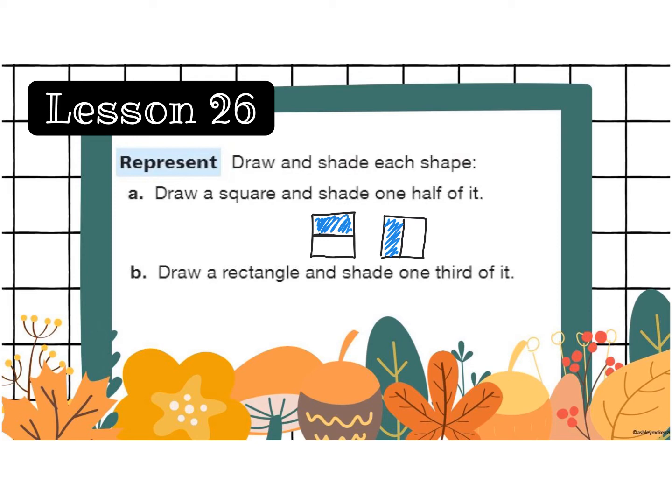Okay, the next one says draw a rectangle and shade 1/3 of it. So I have a rectangle. I want to shade 1/3, so if I separated it into 3 equal parts like this, guys, please stop. Then I could shade 1/3. What if I did this piece? Would that be okay? Yeah. What if I did this piece? Would that be okay? Yeah. And if I did this piece, it's the same thing, right? Yeah. Okay, very good.